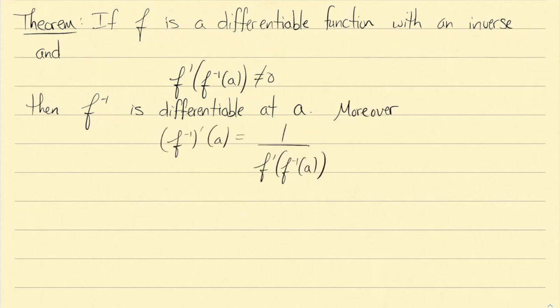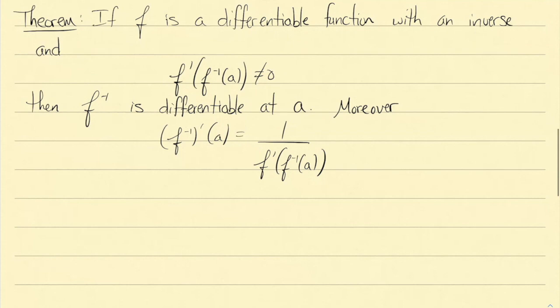So you can see, once we've computed this derivative, why it's important that the derivative of f evaluated at f inverse of a is non-zero. Namely, the derivative of the inverse at a is 1 divided by this non-zero quantity. So the natural question to ask is, how is this helpful? Well, this tells us exactly how to compute the derivative of the natural logarithm.